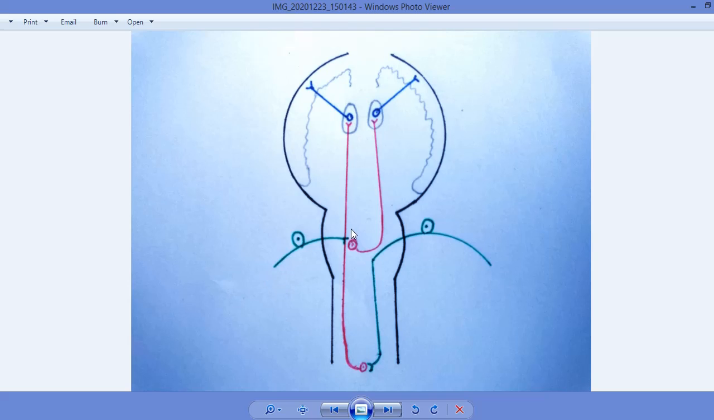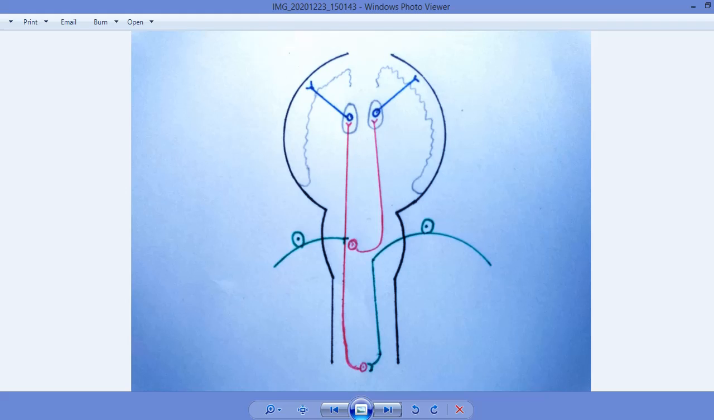It will enter into the pons, and from the pons it will make a synapse with the neuron, and that neuron will cross over to the opposite side and go to the thalamus, or it will descend down. This neuron will descend down to the medulla oblongata and then cross over to the opposite side, and then go to the thalamus, and from the thalamus it will go to the respective side of the cerebral cortex.